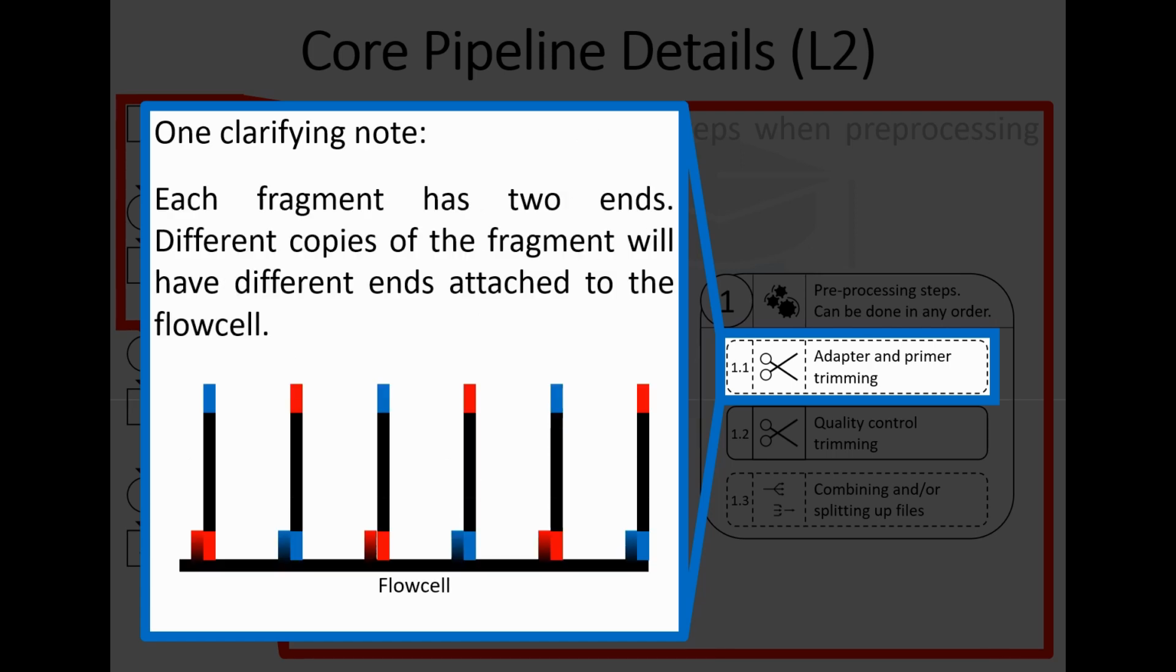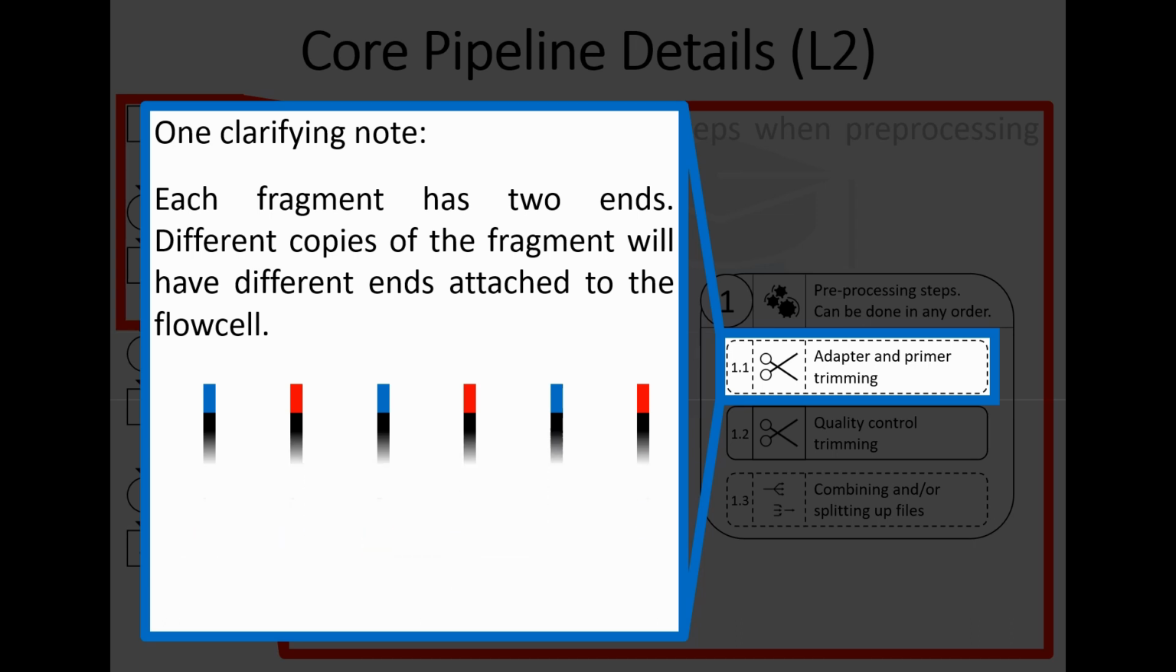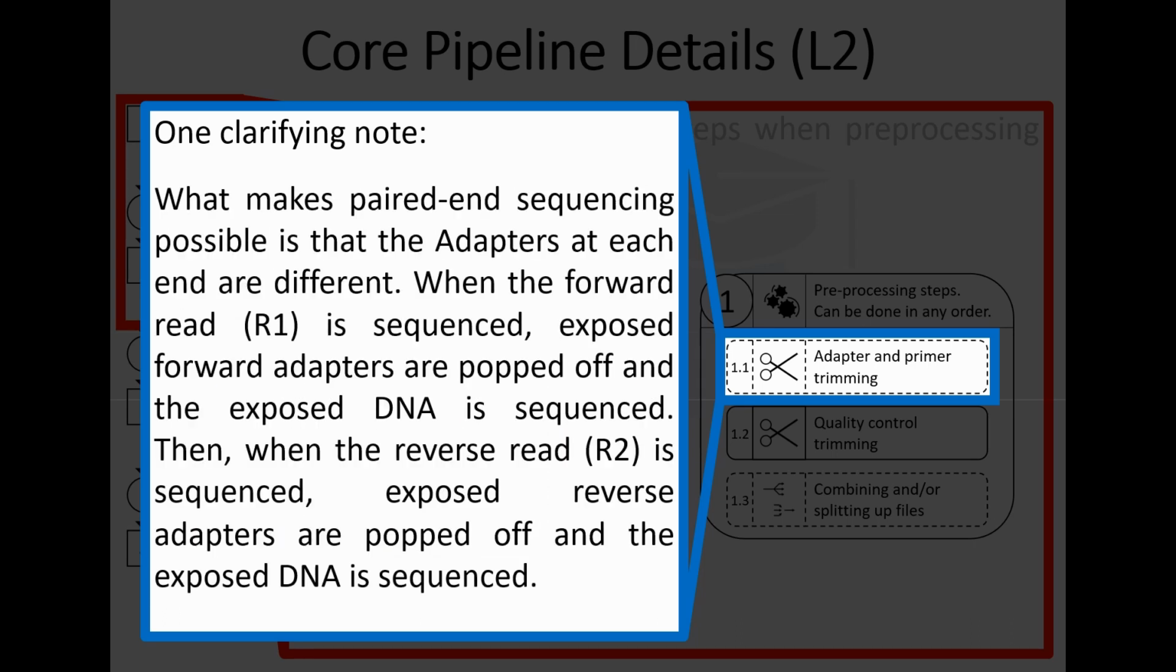One clarifying note about how the two reads are differentiated from each other. Each fragment has two ends. Different copies of a fragment will have different ends attached to the flow cell. The end which is not attached to the flow cell is the one that gets sequenced. What makes paired-end sequencing possible is that the adapters at each end are different.